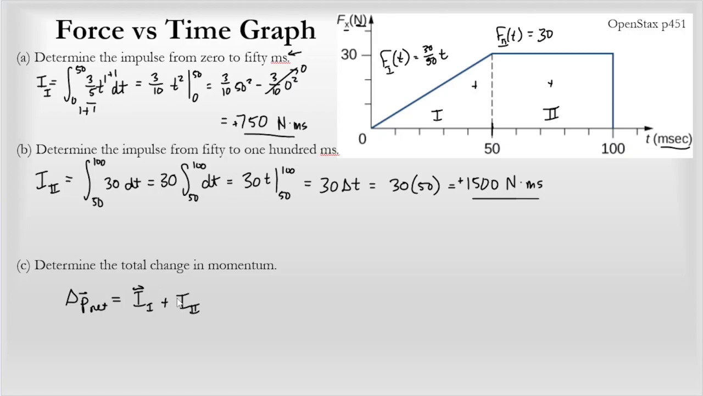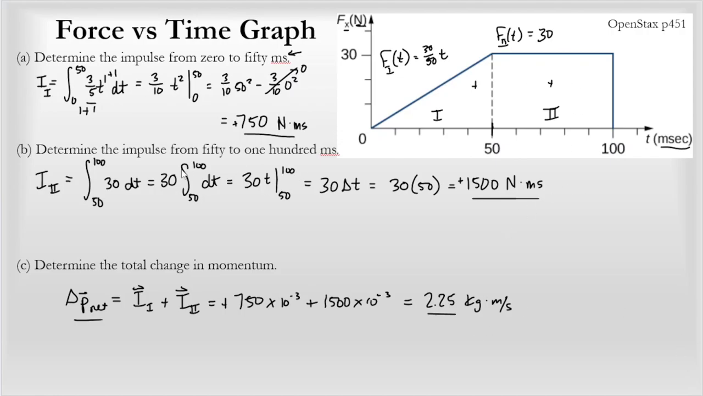These are vectors. I get a plus 750 times 10 to the negative third, plus 1500 times 10 to the negative third, and this gives me, you can see, 2.25 newtons times seconds, or kilograms meters per second. That's what I'm going to put for change in momentum. Okay, I converted back to seconds in order to do this part so that we can get the right units on momentum.